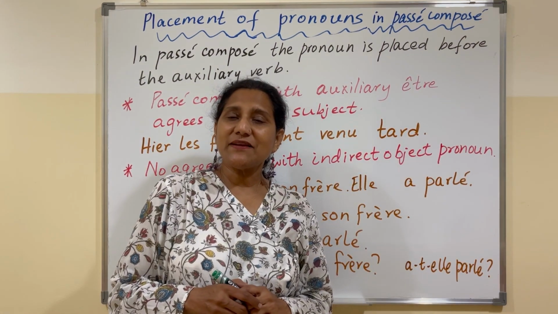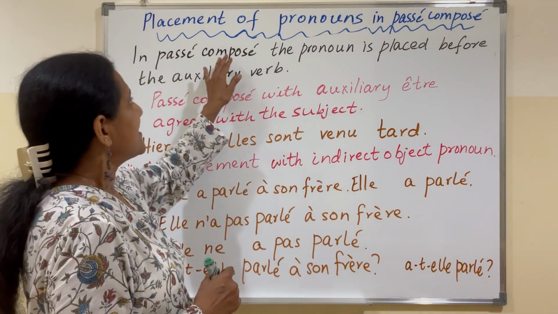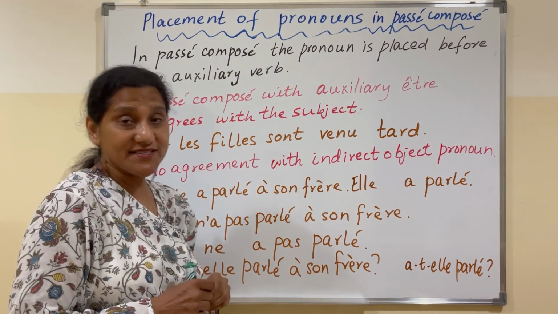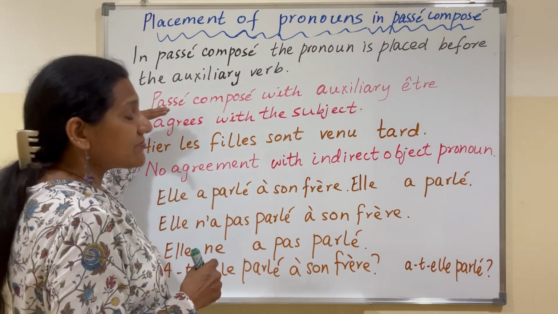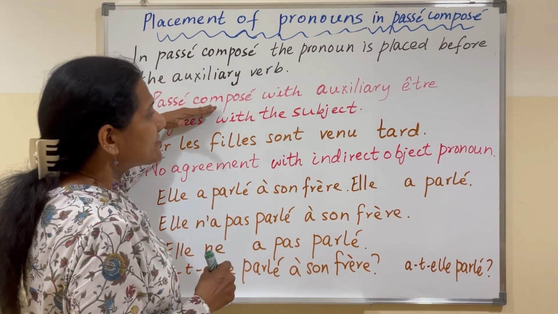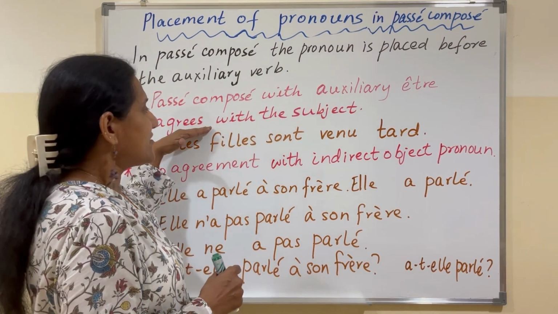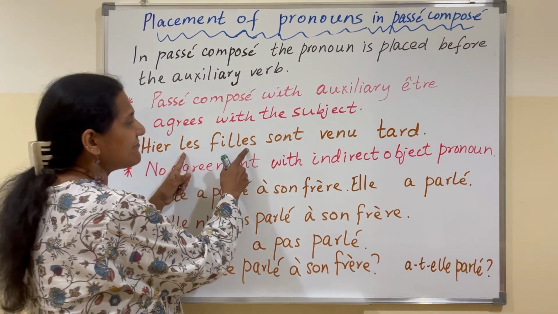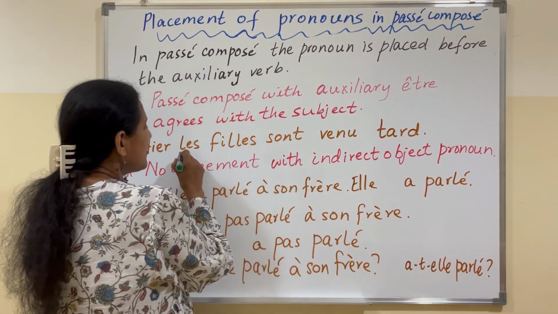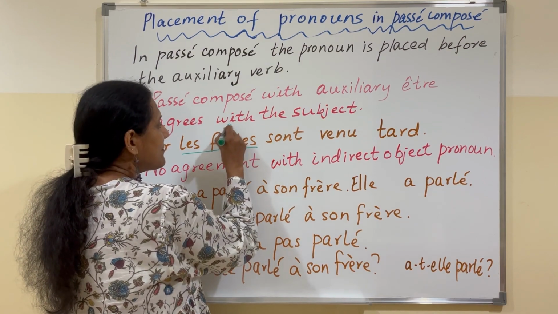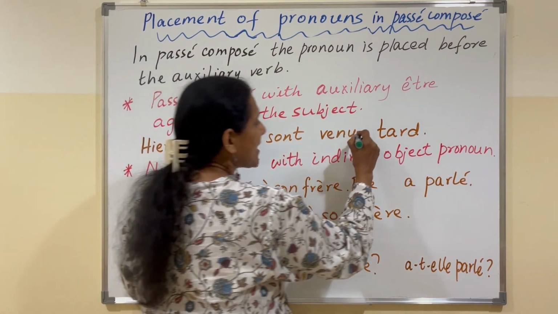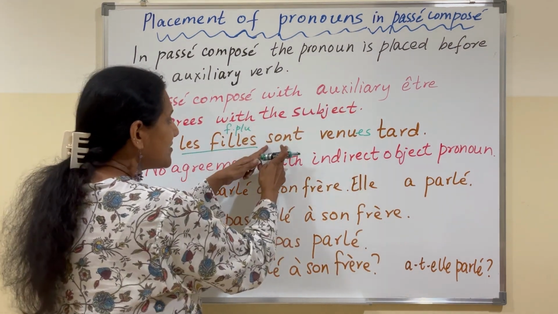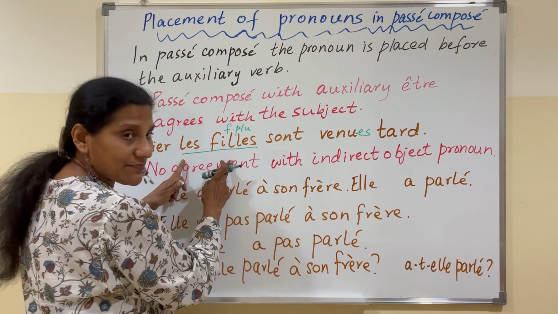Let's continue with the placement of pronouns in passé composé. In passé composé, we saw that the pronoun is placed before the auxiliary verb. Now, something that is very important: passé composé with auxiliary être agrees with the subject. So let's take an example. Hier, les filles sont venues tard. Now here my subject is les filles, which is feminine and plural, so we have to add es. So when we have auxiliary être, then it agrees with the subject.